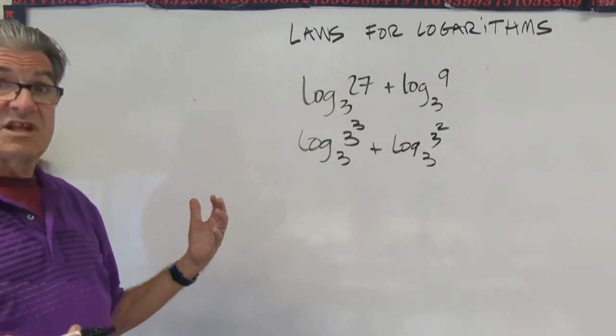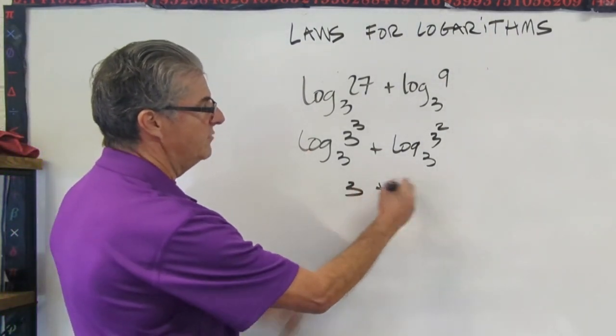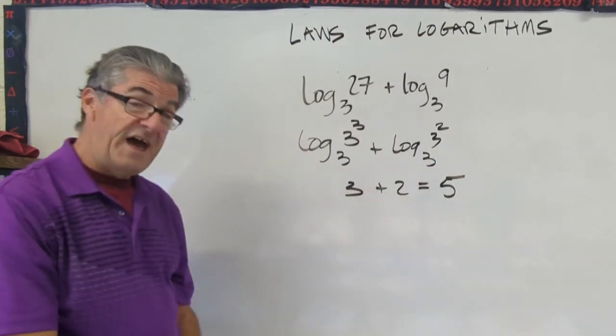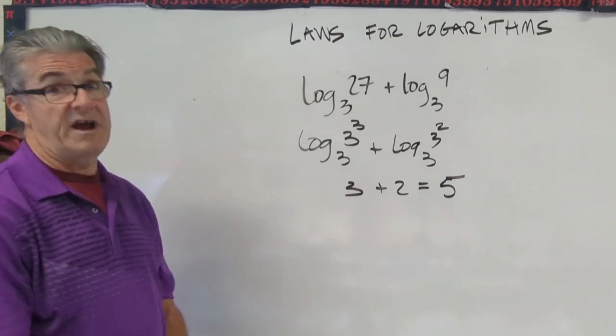Now, by using that last law we used solving it the other way, we know that this is 3, and we know that that is 2. So we get 5 that way as well. So completely different way of solving it, but it works and it's correct.